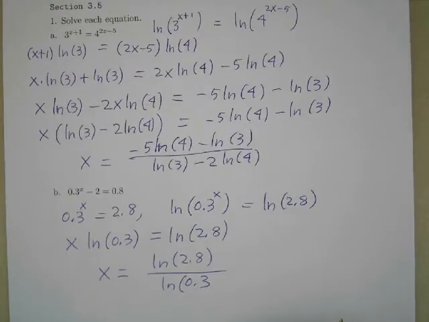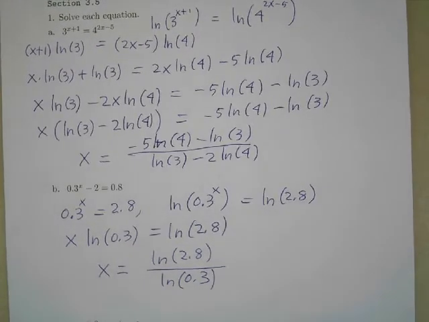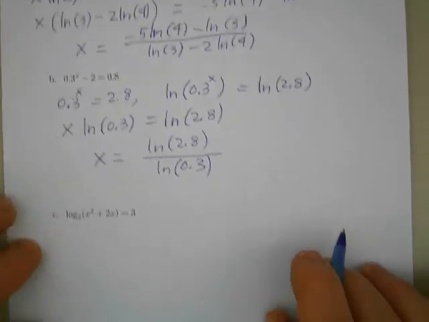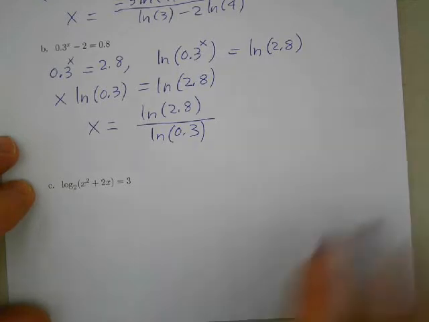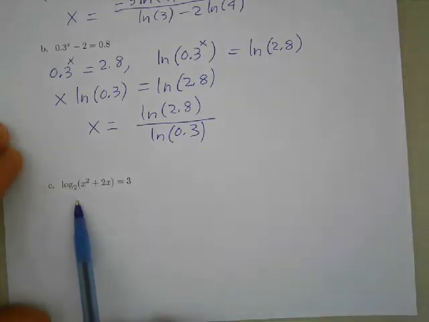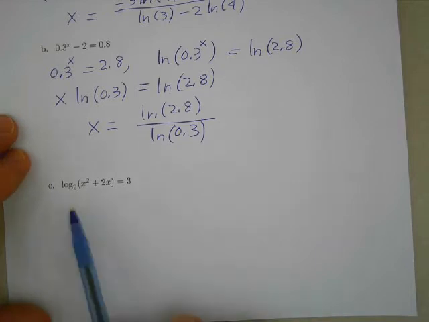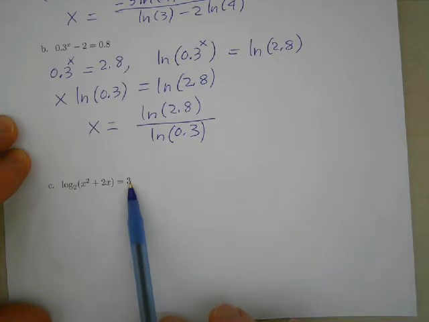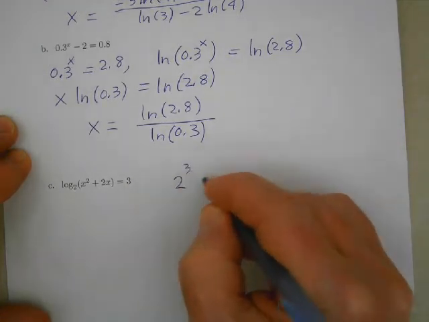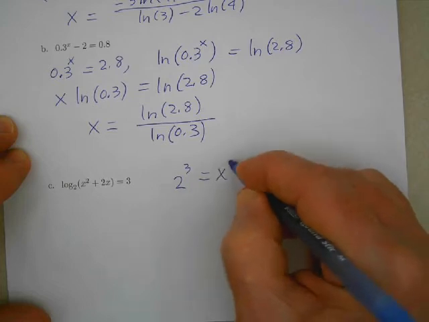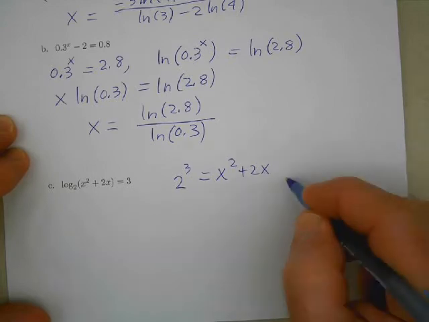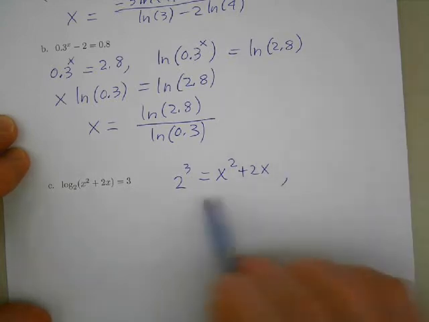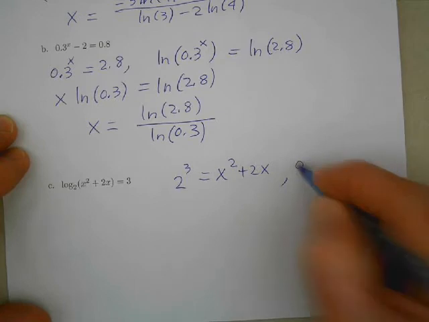Okay, so the next equation: solve log base 2 of x squared plus 2x equals 3. We'll convert this logarithmic equation into its exponential equation equivalent. The base number 2 raised to the exponent 3, 2 to the third, equals the argument of the logarithm, x squared plus 2x. So we just get a quadratic equation, and so we'll subtract 8 from both sides because 2 to the third is 8.